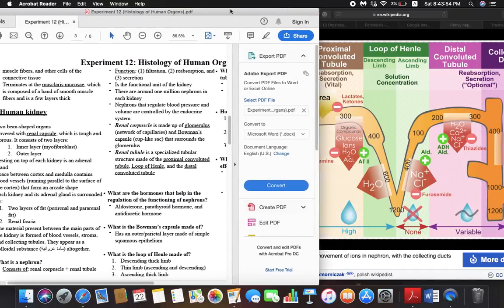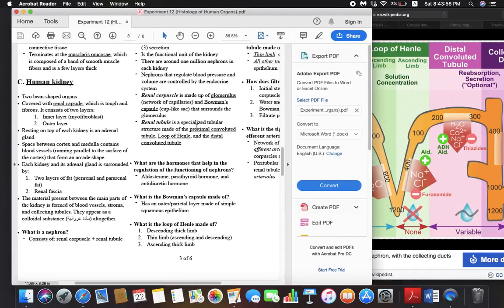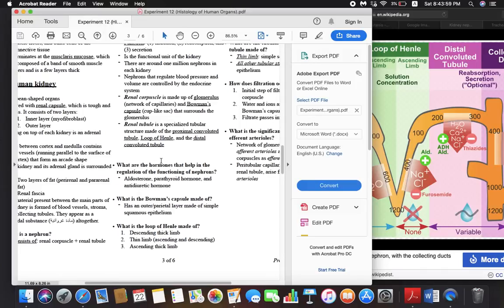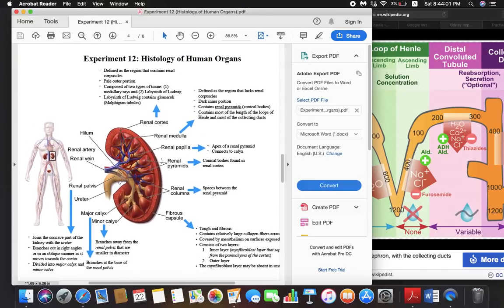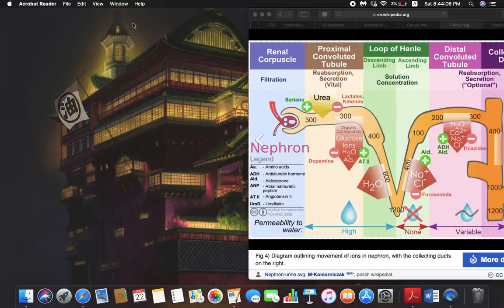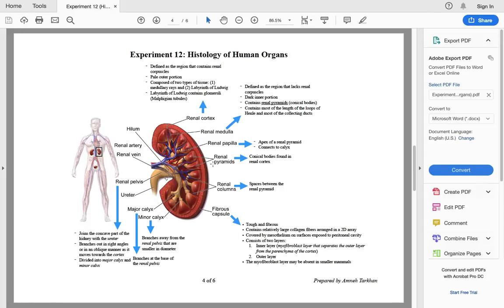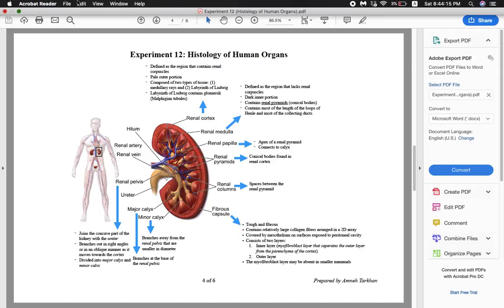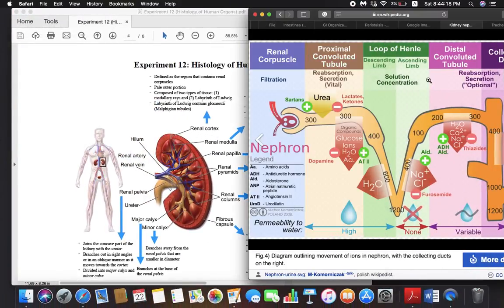Next, in the kidney here, I put the diagram that's in your manual, along with extra information that we need to know. Here we can see, first of all, this is the same diagram as the one found in your manual, along with the information that's needed. First of all, the renal cortex is defined as the region that contains the renal corpuscles. So this part here is found in where? This part. It's found in the renal cortex. So the region that contains this corpuscle is known as the cortex.